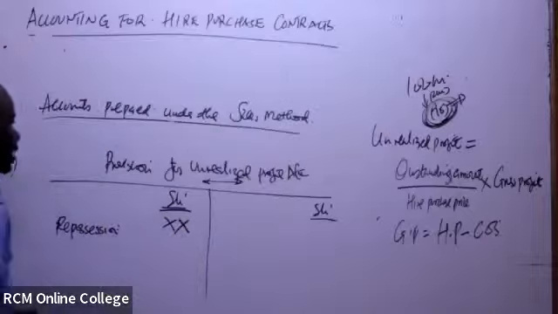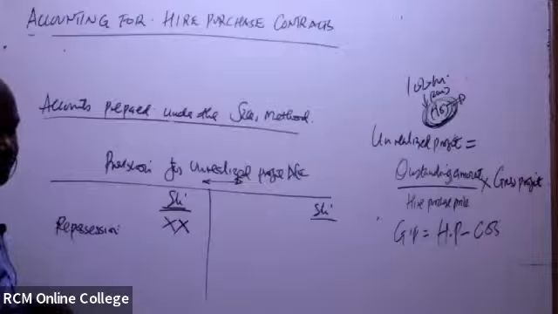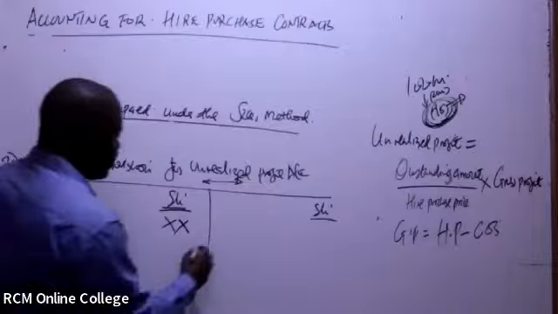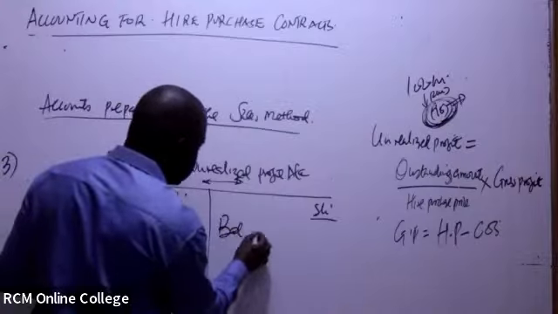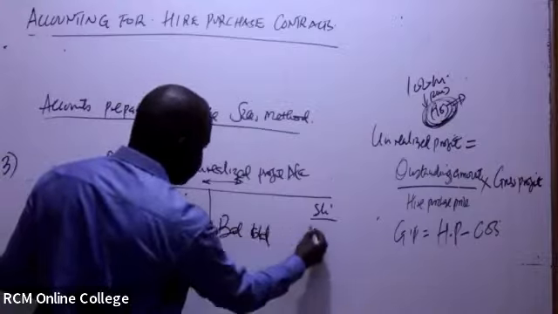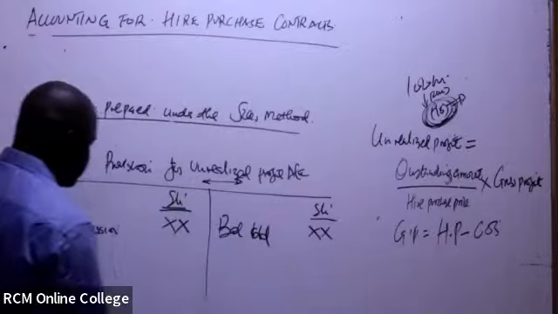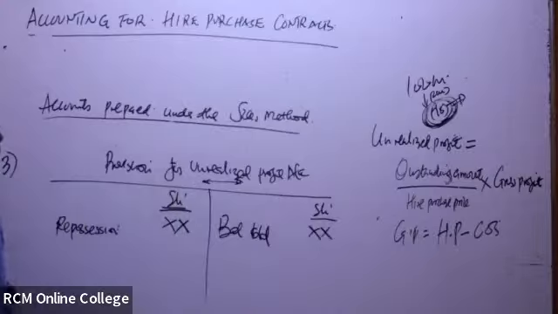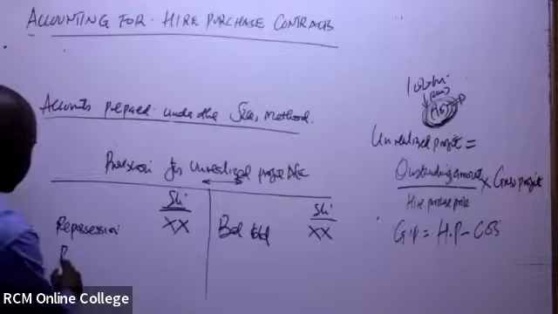Then you close this account. When you close this account, you're basically closing it into the income statement. But again, maybe there could have been a balance brought down. If there was any balance brought down in this account, you have to put it there. Then you can have the balance carried down at the end of the year.